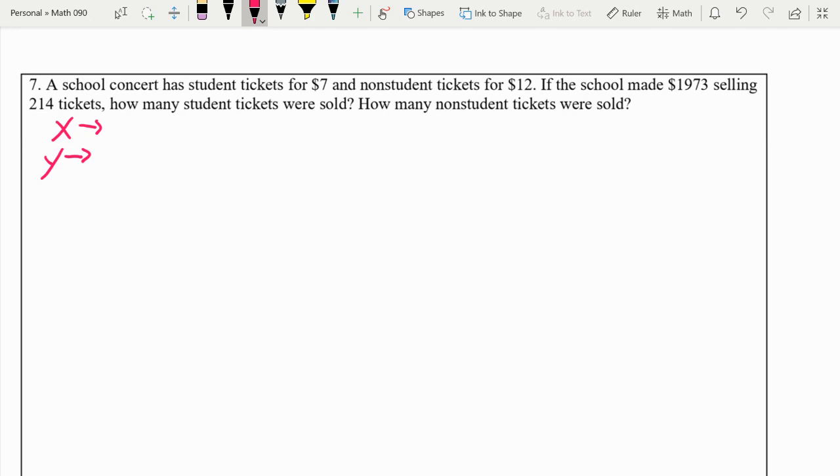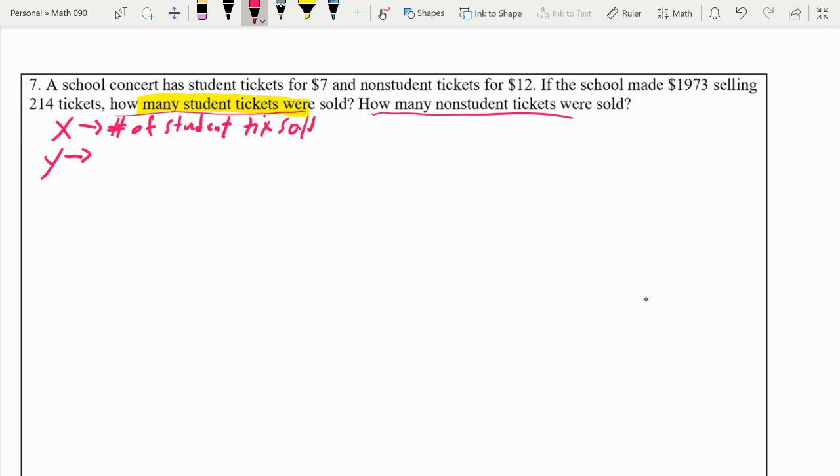Now I have to define them. And where I define them is I look at the question. What are they asking me? That's how I define them. So X is how many student tickets were sold. You notice I didn't even read the question yet. How many student tickets were sold? So X is going to be the number of student tickets sold.